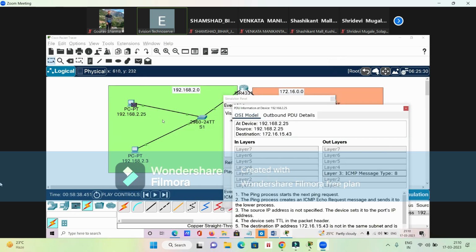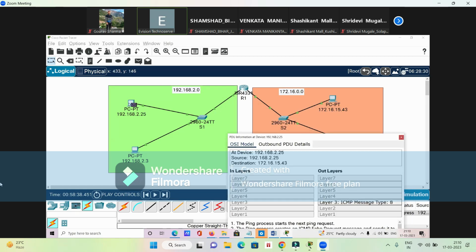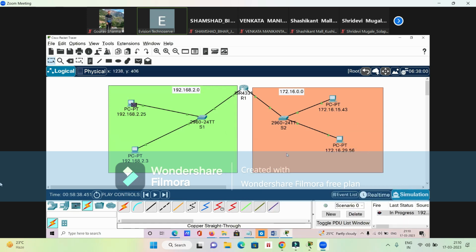But when we have to send any message across the network with an ICMP message, 2.25 can easily add the IP address because we are specifying the IP address. But does 2.25 know the MAC address information of this 172.16? No. So where should he send the message? That is one reason.